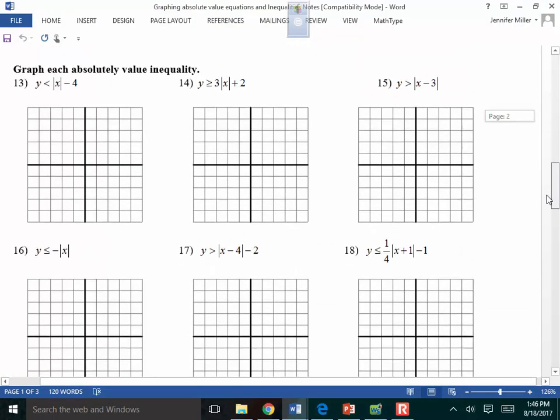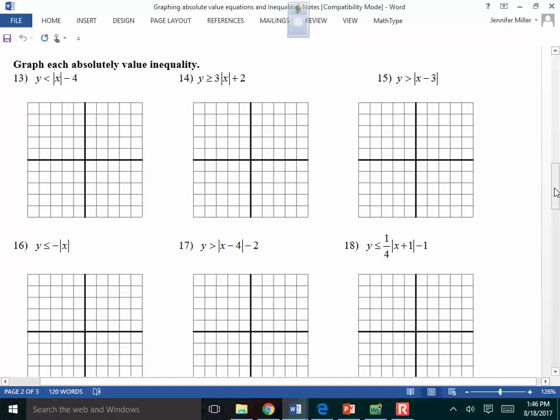All right, let's go on the back. Now, on the back, we're doing the same thing. We're just what? Shading. Shading, very good.